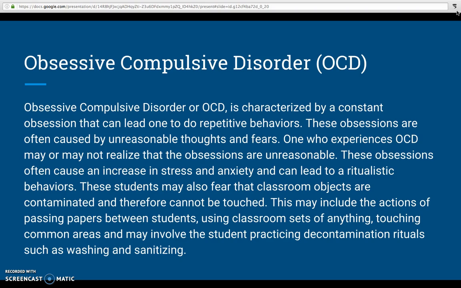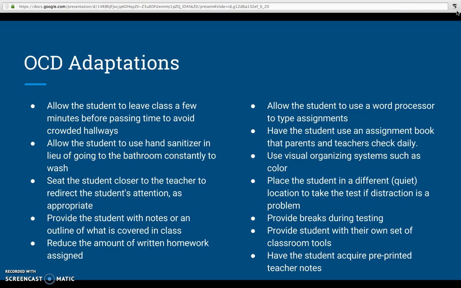Quite often, these actions may include passing papers between students, like decontamination. They like to wash their hands a lot. And so whenever they touch papers that other students pass to them, they get grossed out and they have to wash their hands. So a lot of them have a constant hand washing need. But OCD does vary depending on the person, and it's on a very individual basis.